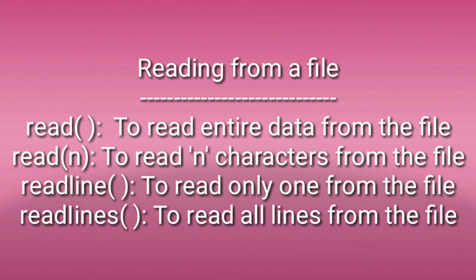To read only one line from the file, it starts reading from the position of the cursor up to and including the end of the line character. Then the last one is readlines. What is its use? It is used to read all lines from the file into a list. It starts reading from the cursor up to the end of the file and returns a list of lines.